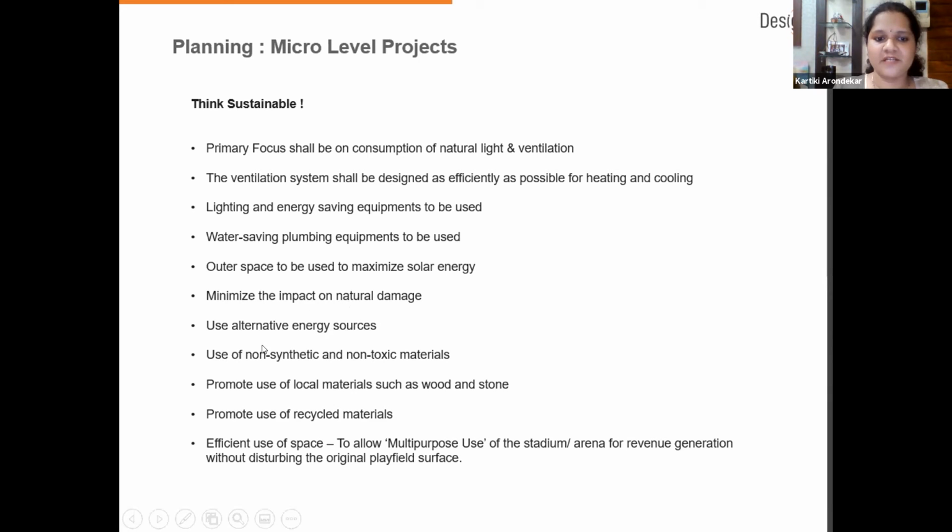Minimize the impact on natural damage, use alternative energy sources, use non-synthetic and non-toxic materials as I just mentioned in the earlier slides, and promote use of local materials such as wood and stone, or promote use of recycled materials. So the space shall be efficient enough to self-sustain and generate revenue for itself. So we should allow the multi-purpose use of the same space. Likewise, I think almost all of these indoor arenas are being converted into COVID care centers or COVID isolation centers in the current scenario. So the space shall be of multi-purpose use, reused.